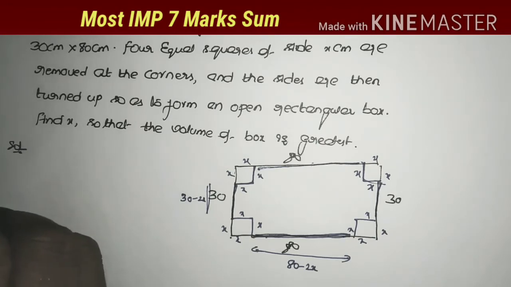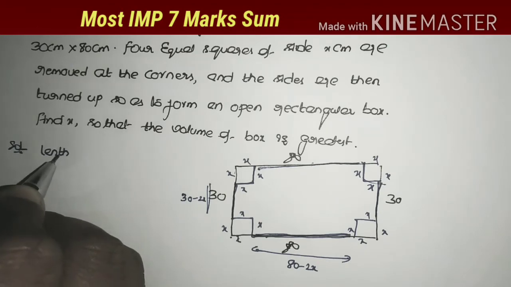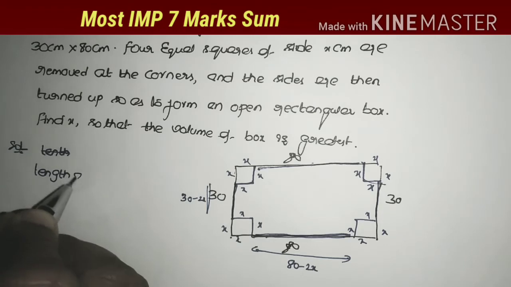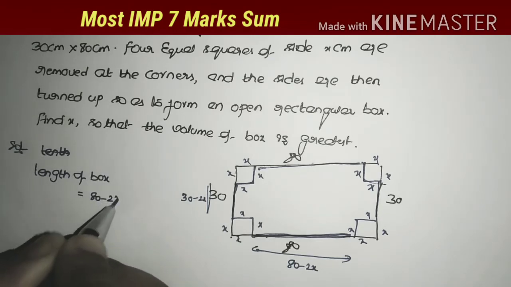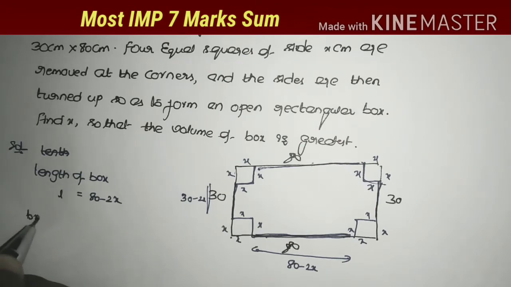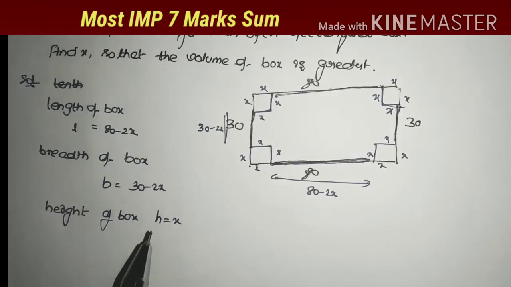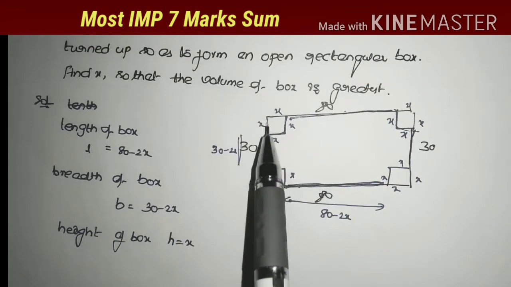So I take the measurements here first. Length of the box, L, is equal to 80 minus 2x. Breadth of the box, B, is equal to 30 minus 2x. And height of the box is equal to x. The height is the length of the removed part.